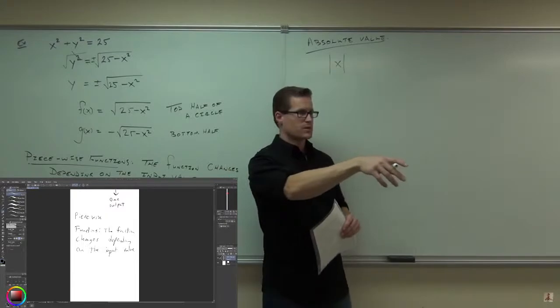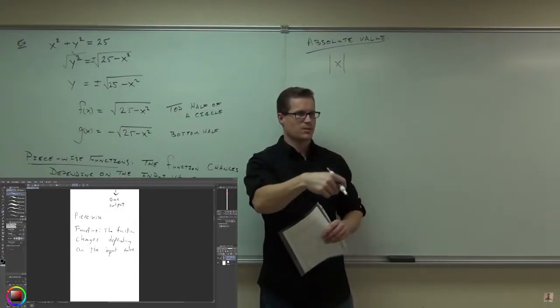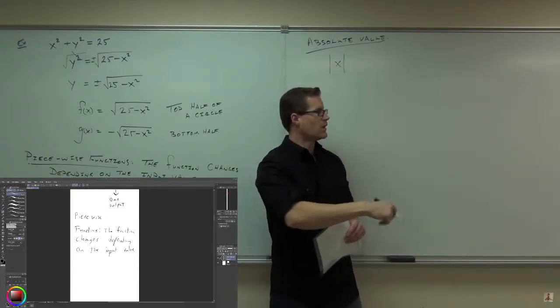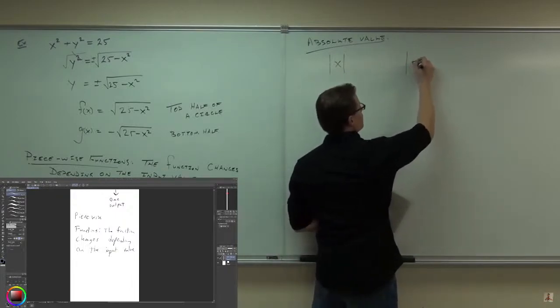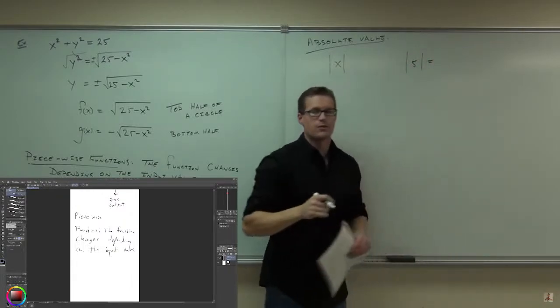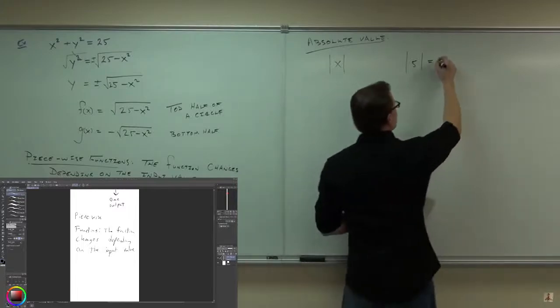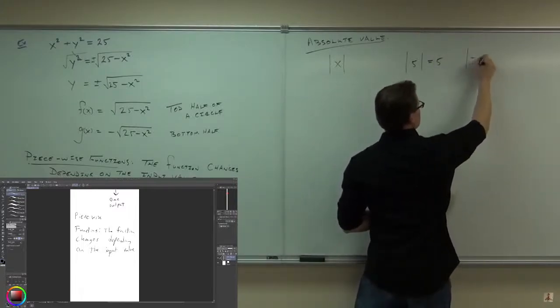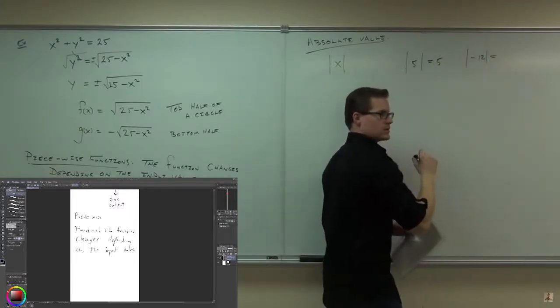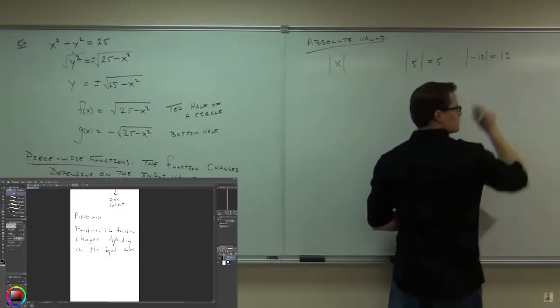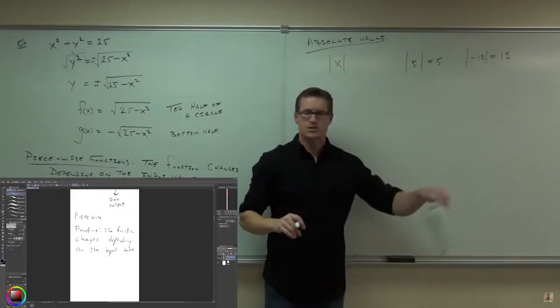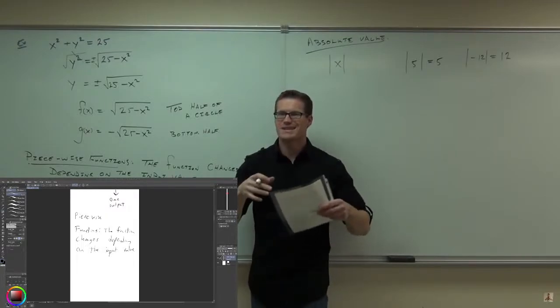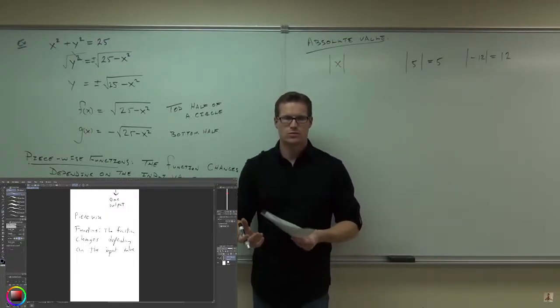And some other people, you said, what's it do? Like more applicably, what do you do with that? If I put a number in there, I say absolute value of 5. What's absolute value of 5? 5. Okay. And I say absolute value of negative 12, and you tell me it's what? It's a distance from 0. We're counting over. What does it do?